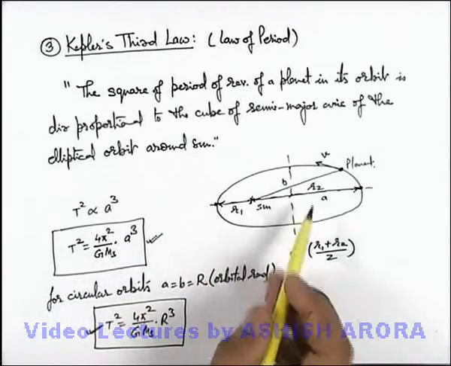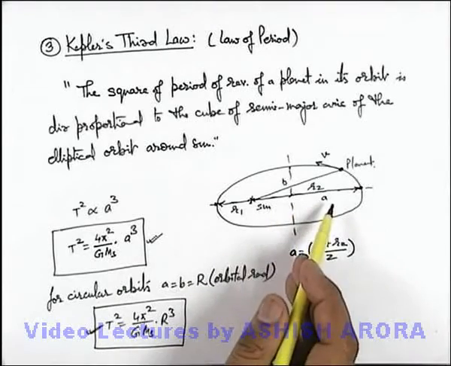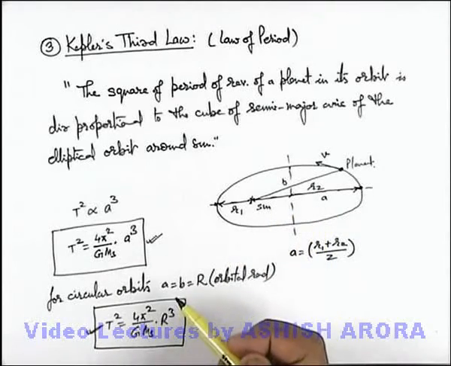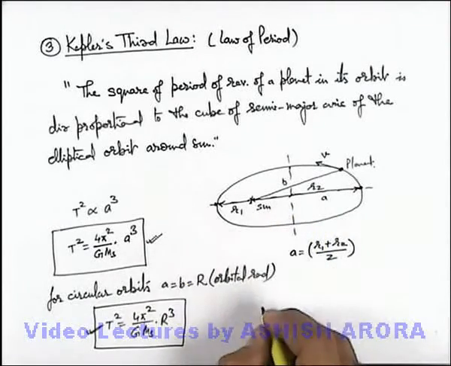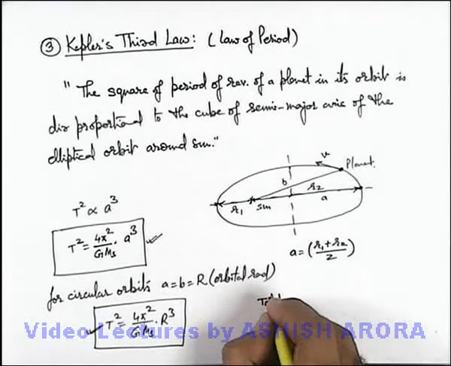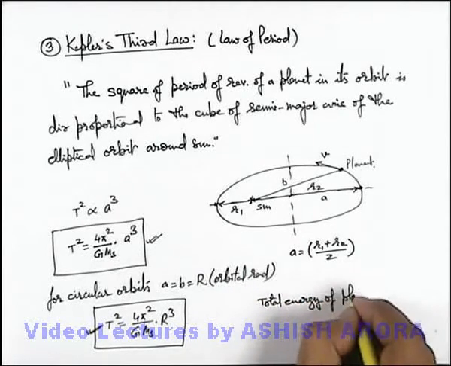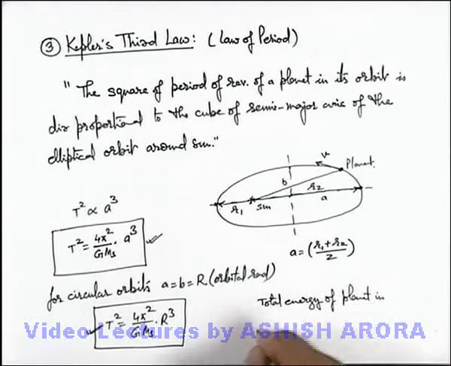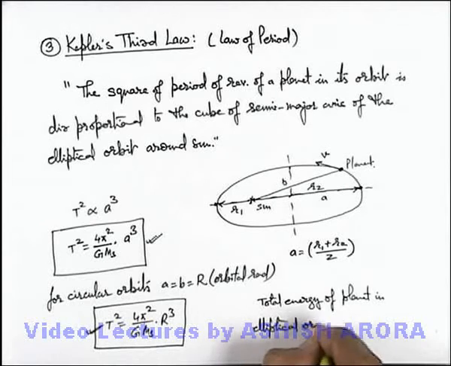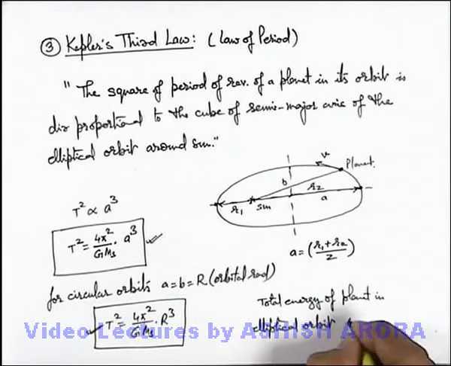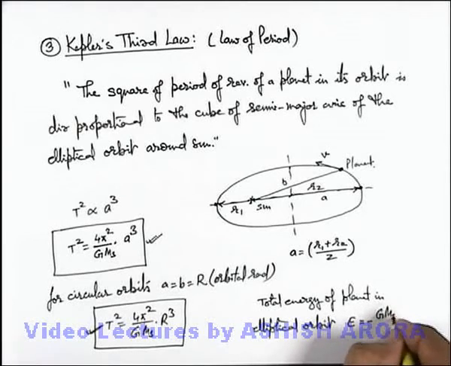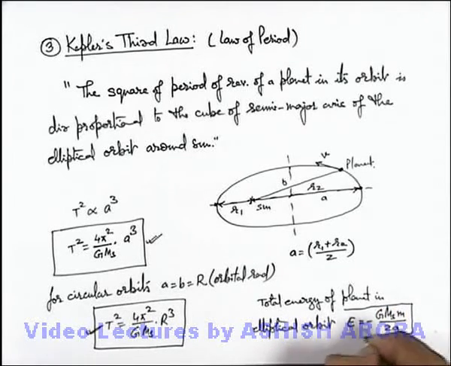And here the semi-major axis of the orbit is A. One more important thing you need to keep in mind whenever you are required to find the total energy of a planet in elliptical orbit: this total energy is given as minus G Ms m by 2A. This is also a standard relation which you can use.